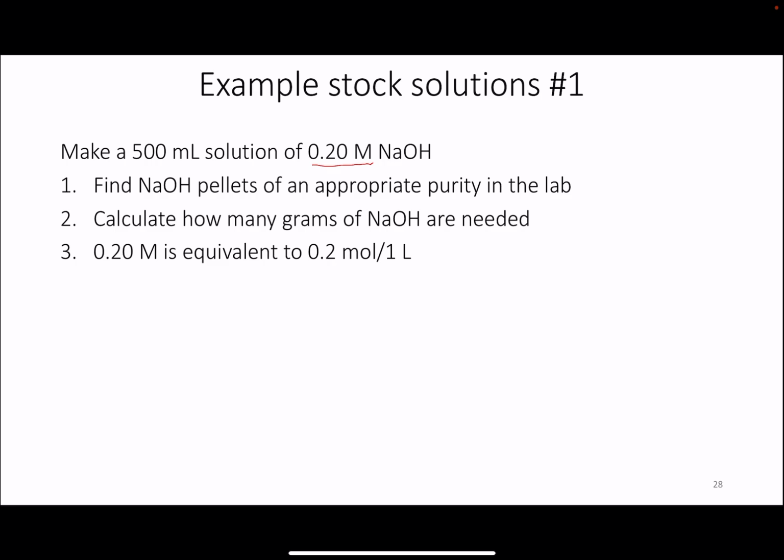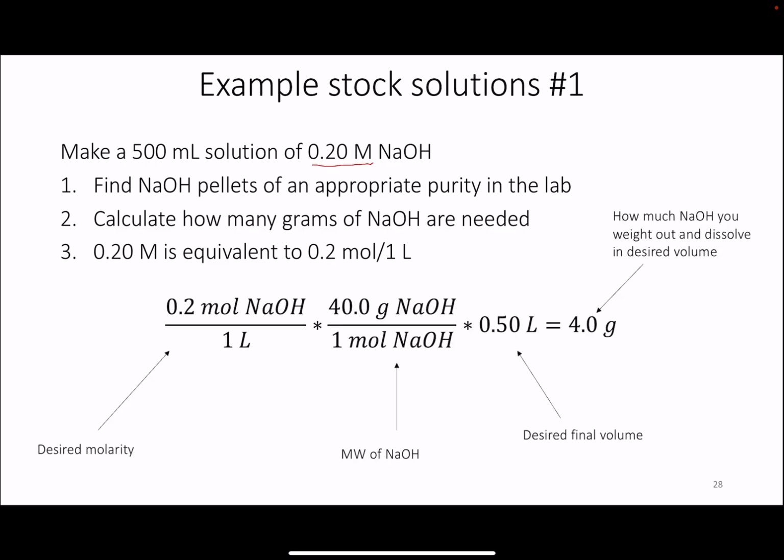So 0.2 molar is equivalent to 0.2 moles per 1 liter. So what that means is you'd start with your desired molarity, 0.2 moles per 1 liter. In order to know how many grams this is, you would use the molecular weight of sodium hydroxide, which is 40 grams per mole. And then that cancels your moles. So now you're in grams per 1 liter, but you don't want to make a whole liter of it. You want to make 500 mL of it. So you're going to multiply by 0.5 liters. And so now your liters cancel. And what this tells you, 0.2 times 40 times 0.5, is equal to 4 grams. So in this case, you would weigh out 4 grams of sodium hydroxide.